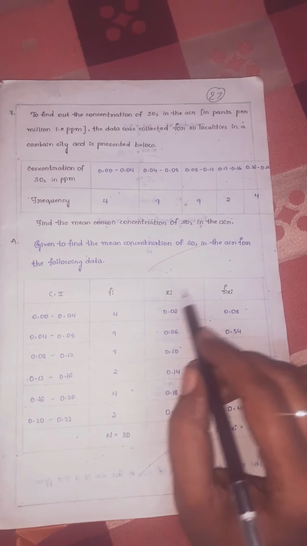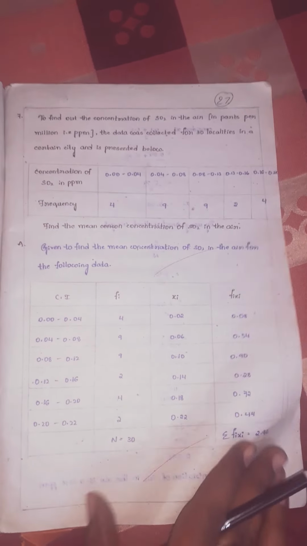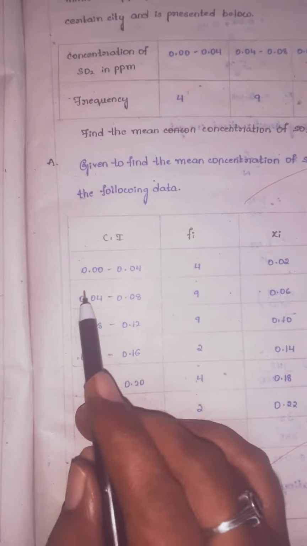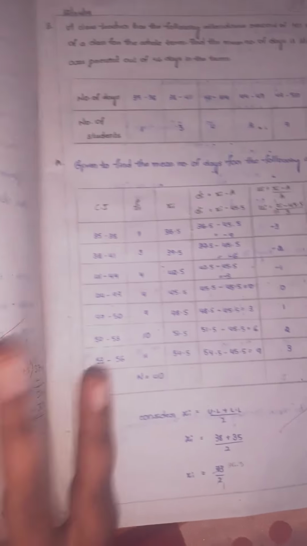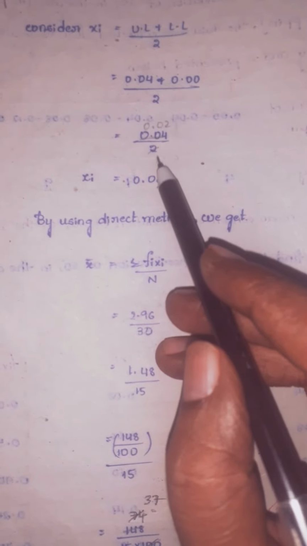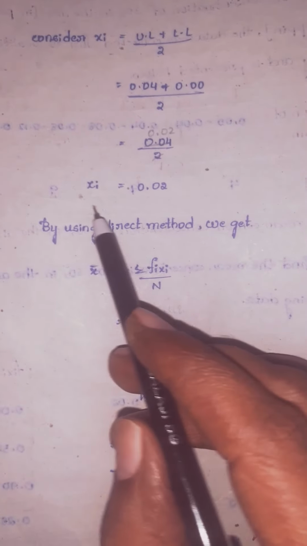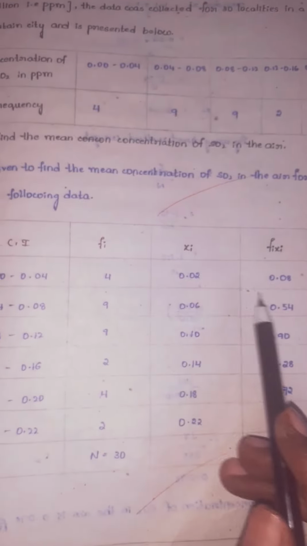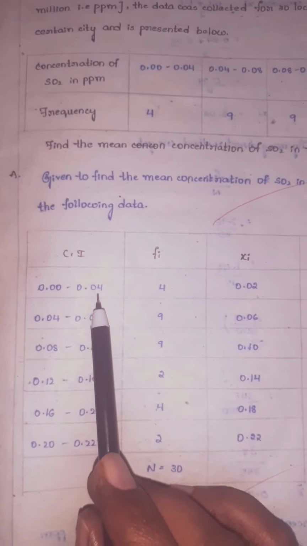Grouped data we have to convert into ungrouped data by using the formula xi equal to (ul plus ll) by 2. So what is the upper limit, children, here? 0.04. Lower limit is 0.00, by 2. Means how much? 0.04 by 2, 2 twos are 4, 0.02. So the xi value is how much? 0.02.